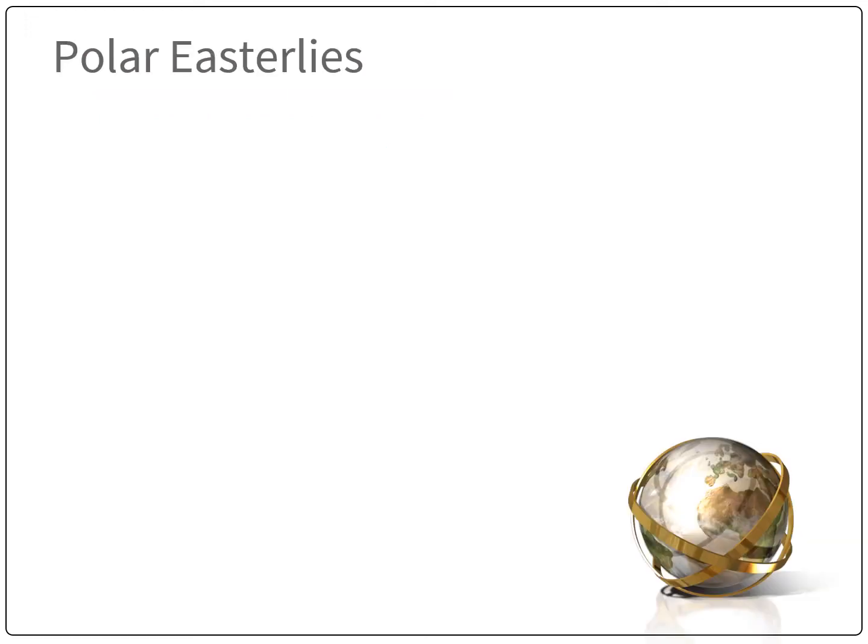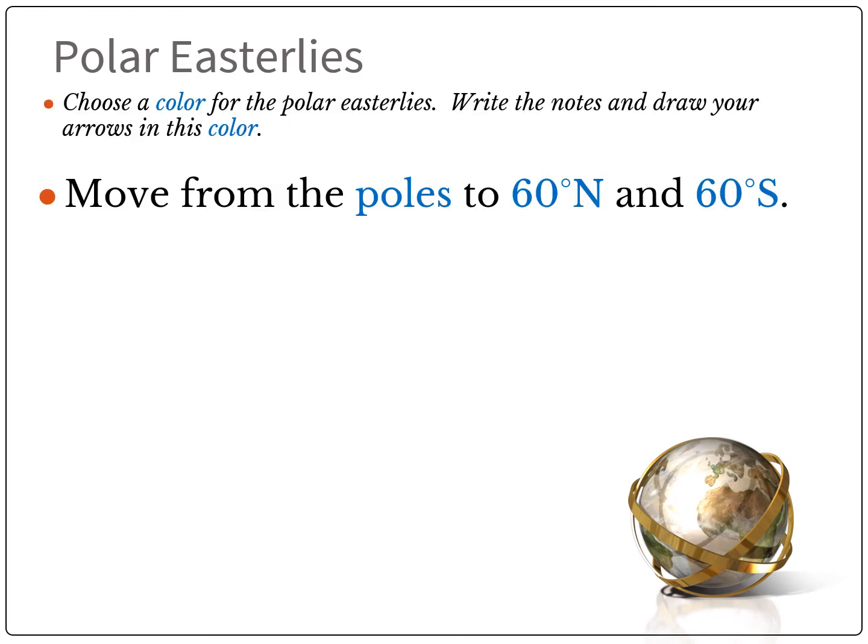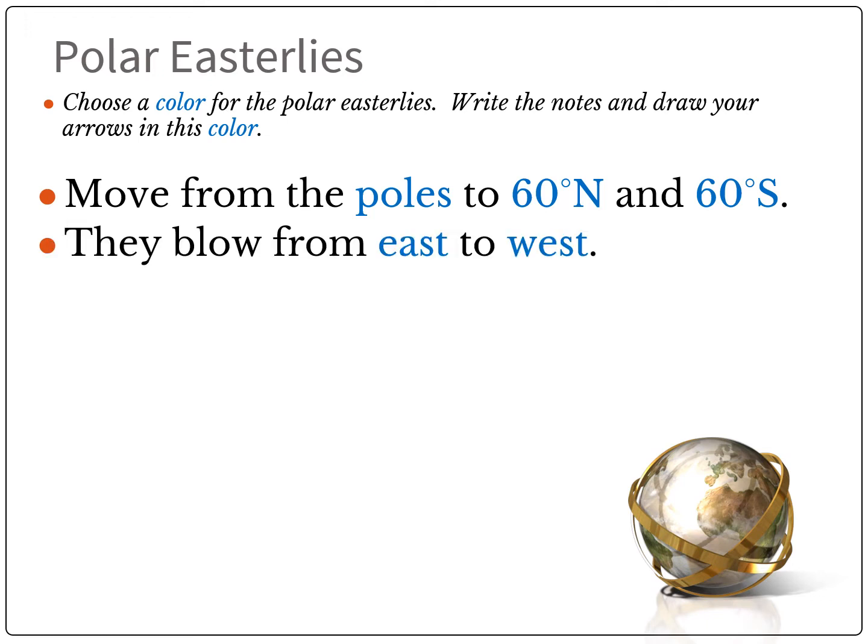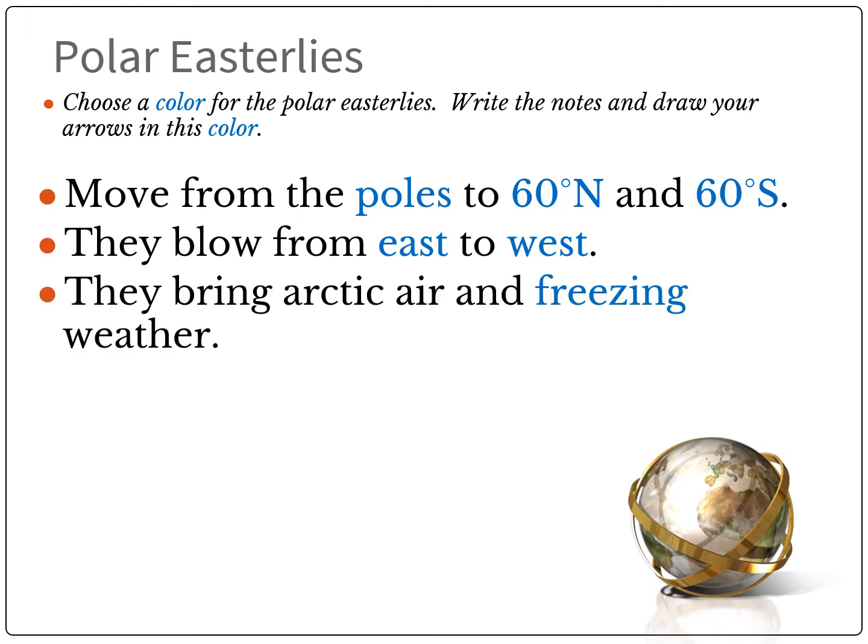The next one we're going to talk about is the polar easterlies. Choose a color. These move from the poles, that would be the North Pole and the South Pole, and they move down to 60 degrees north, and they move up to 60 degrees south. They always blow from east to west, thus the name easterlies. They bring Arctic air and freezing weather. They're coming from the poles where it's freezing cold, so it's naturally assumed they will bring that cold Arctic air with them. The word polar actually means poles.